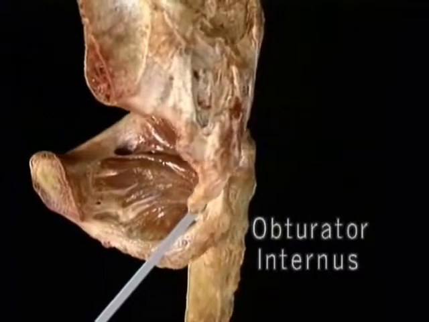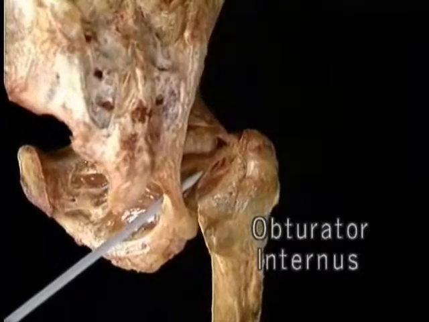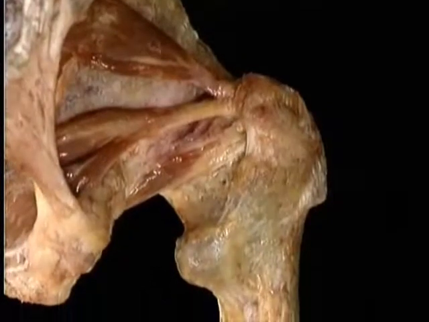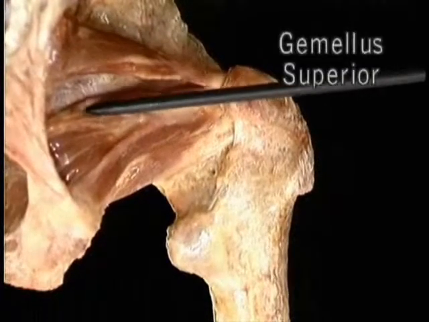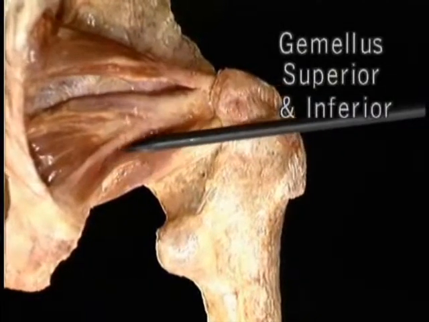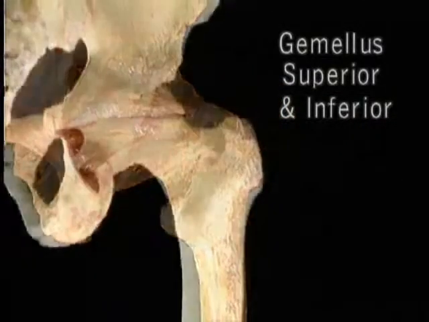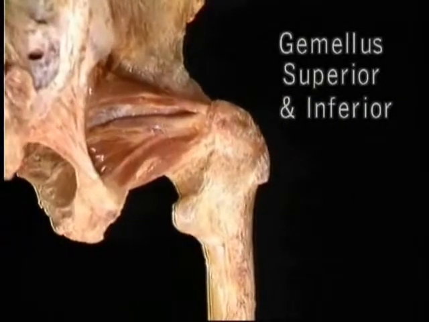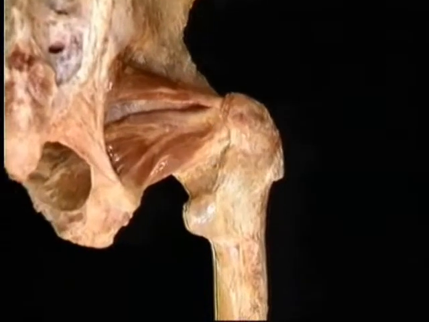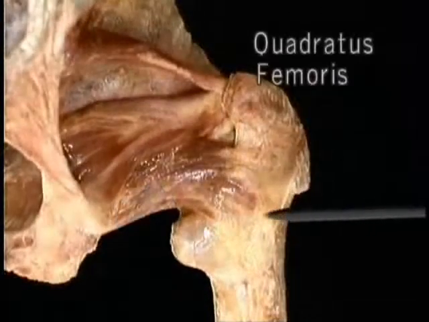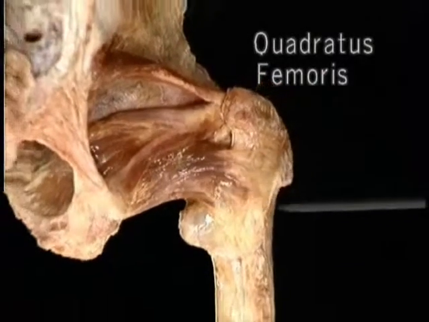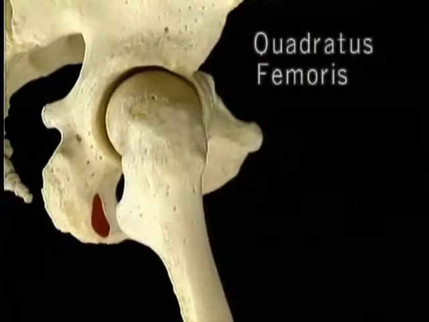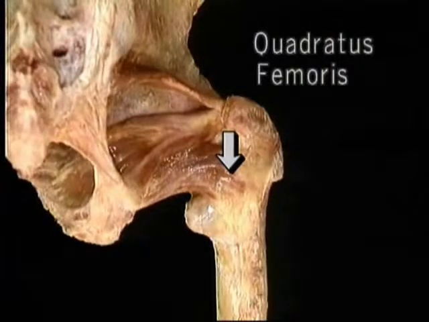As it passes round the back of the ischium, obturator internus does a 90-degree turn. As it makes the turn, it's joined above and below by these two little muscles, gemellus superior and gemellus inferior. They arise from the ischium here and here. Along with obturator internus, they're inserted here. The last of the short rotators is quadratus femoris. Quadratus femoris arises from the ischial tuberosity here and inserts on the femur here on the intertrochanteric crest.